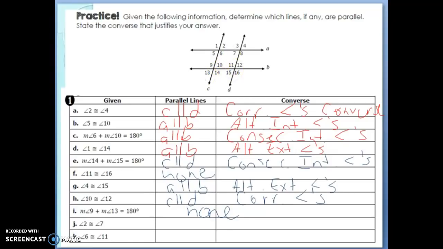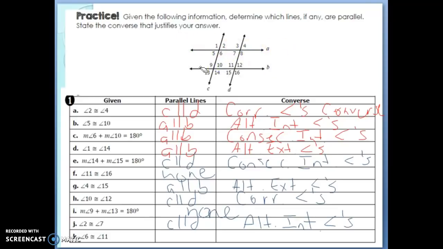Okay. Angle 2 and angle 7. They share the transversal line A. So angle 2 and angle 7 are congruent because they're alternating sides and in between the lines C and D. So that tells us that C and D are parallel because they're alternate interior angles. So alternate interior angles converse tells us that the lines are parallel.